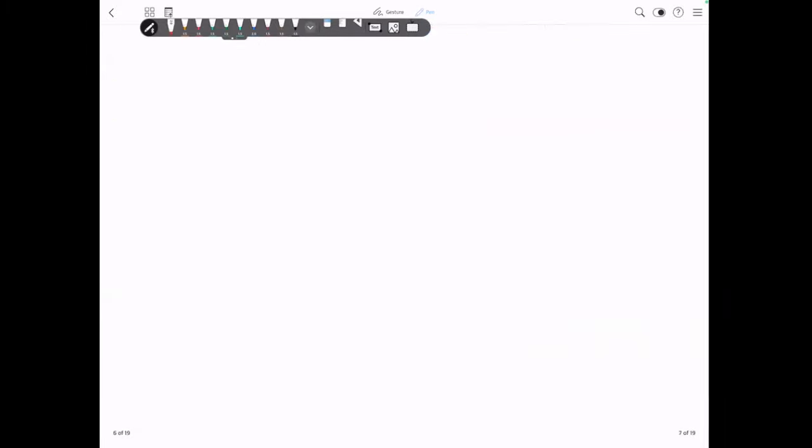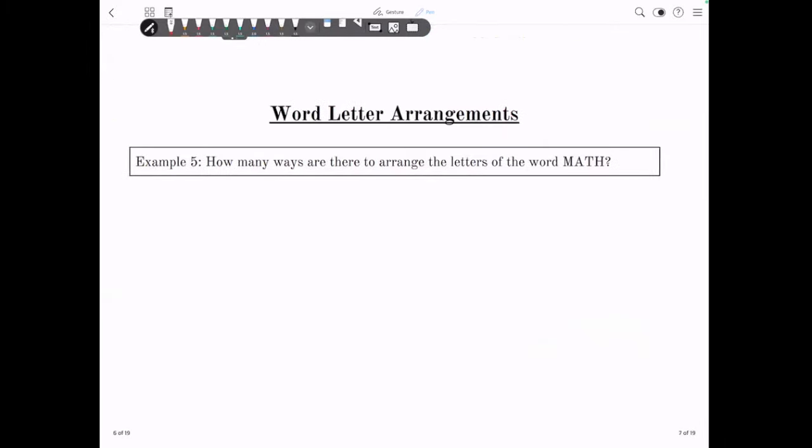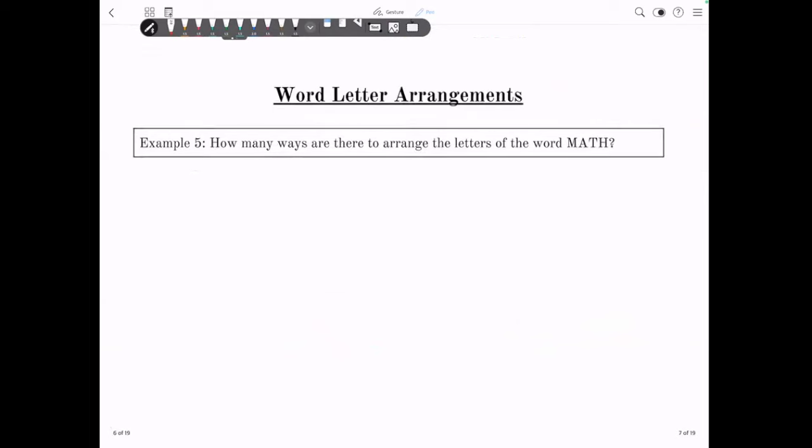Okay, now let's move on to the next problem, which is a word arrangement problem. So I'm going to give you a minute or two to try and solve this problem on your own. Don't put it in the comment chat because then other people can see your answers. Just directly private message it to me. So how many ways are there to arrange letters of the word math? So I'll give you around 10 or so seconds to try and solve this.